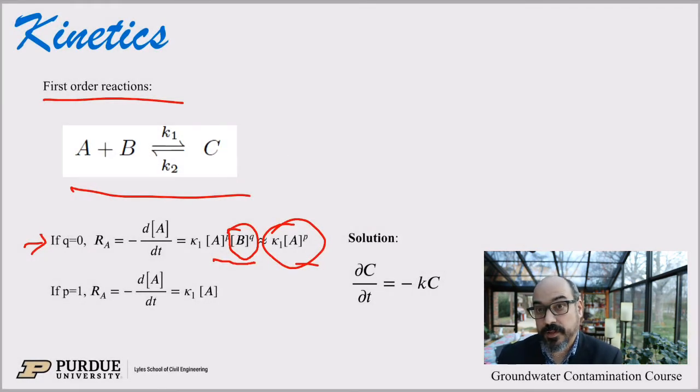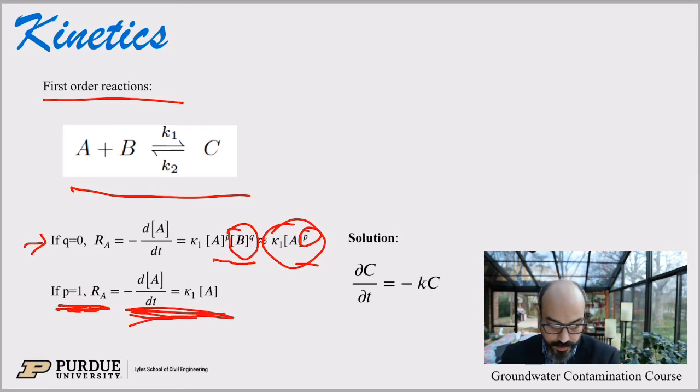Completely independent of B because B is essentially a constant, not affected by the reaction. If that's the case, if P is 1 here, right? If P is 1, then the reaction rate looks like this, right? It's just K times A.